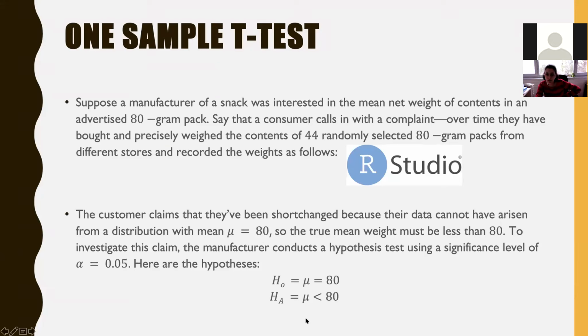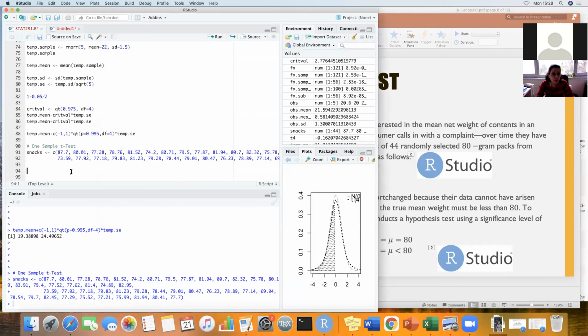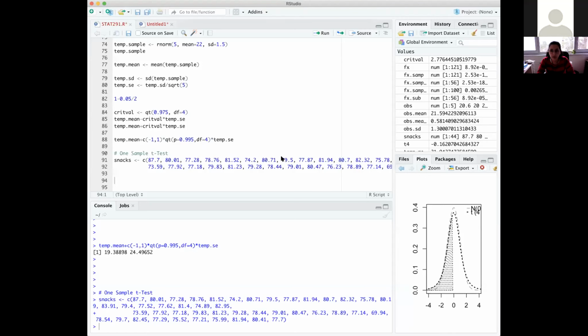And guys, you can see that these are our hypotheses. We say that our mu is 80, this is the null hypothesis. And the alternative is that we are claiming that our mu is smaller than 80 in here, okay? So if we want to move to this example in R, let's say what we are going to do.